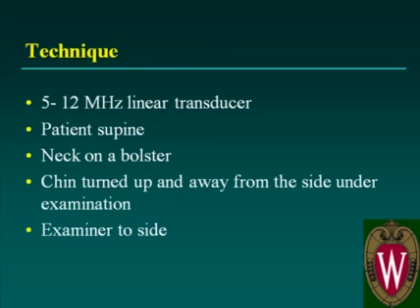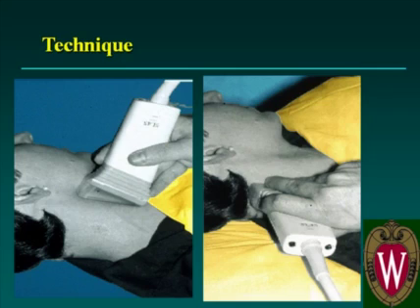First, the technique. In general, we use a high-frequency transducer in the 5 to 12 megahertz range with the patient supine and the head on a bolster with the chin up. I like to turn the chin away from the side at which I'm scanning to expose the carotid artery to maximum advantage. The examiner is usually to the side, but some people prefer to examine from the head of the bed. Here's an example of how most people do it. The transducer is placed on the neck with the examiner sitting at the side of the patient.